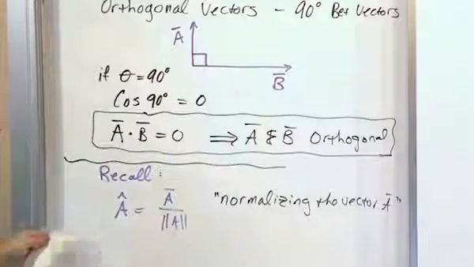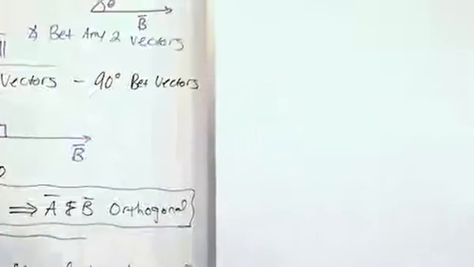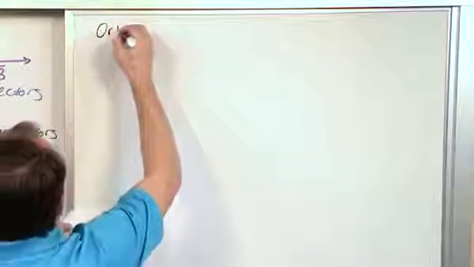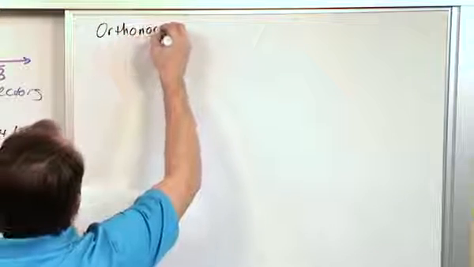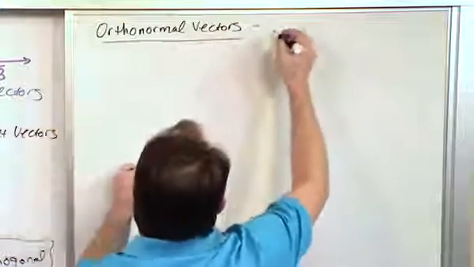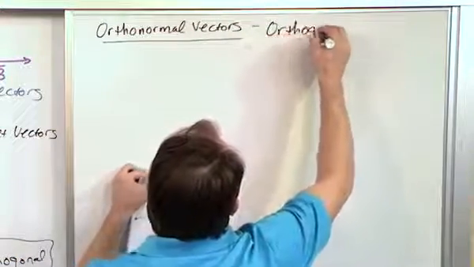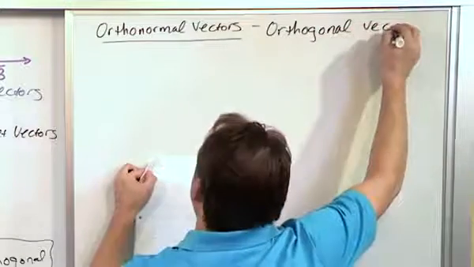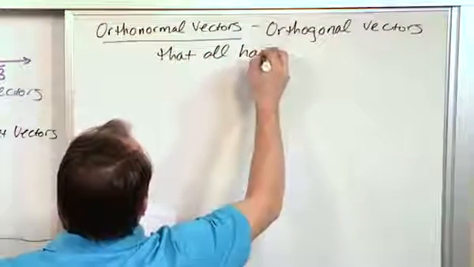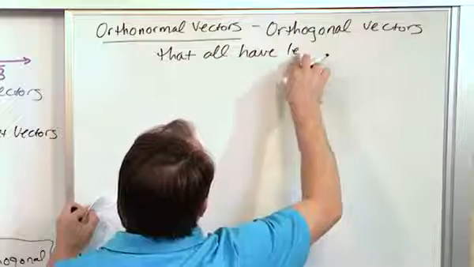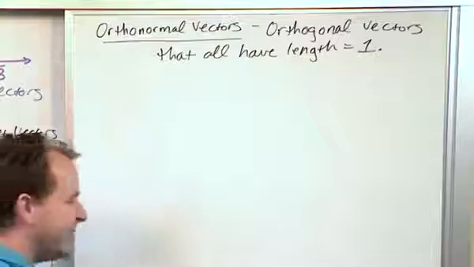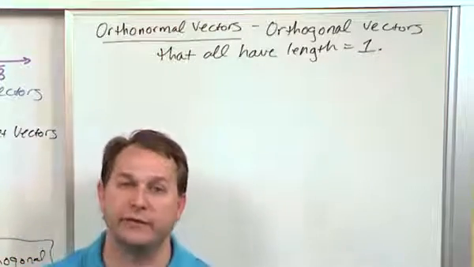The reason I'm introducing that is because I'm going to introduce a concept called orthonormal vectors. Orthonormal vectors are orthogonal vectors that all have length equal to 1. All right, so it's a very subtle distinction, but you need to understand it, because when we do calculations, you need to know what you're doing.